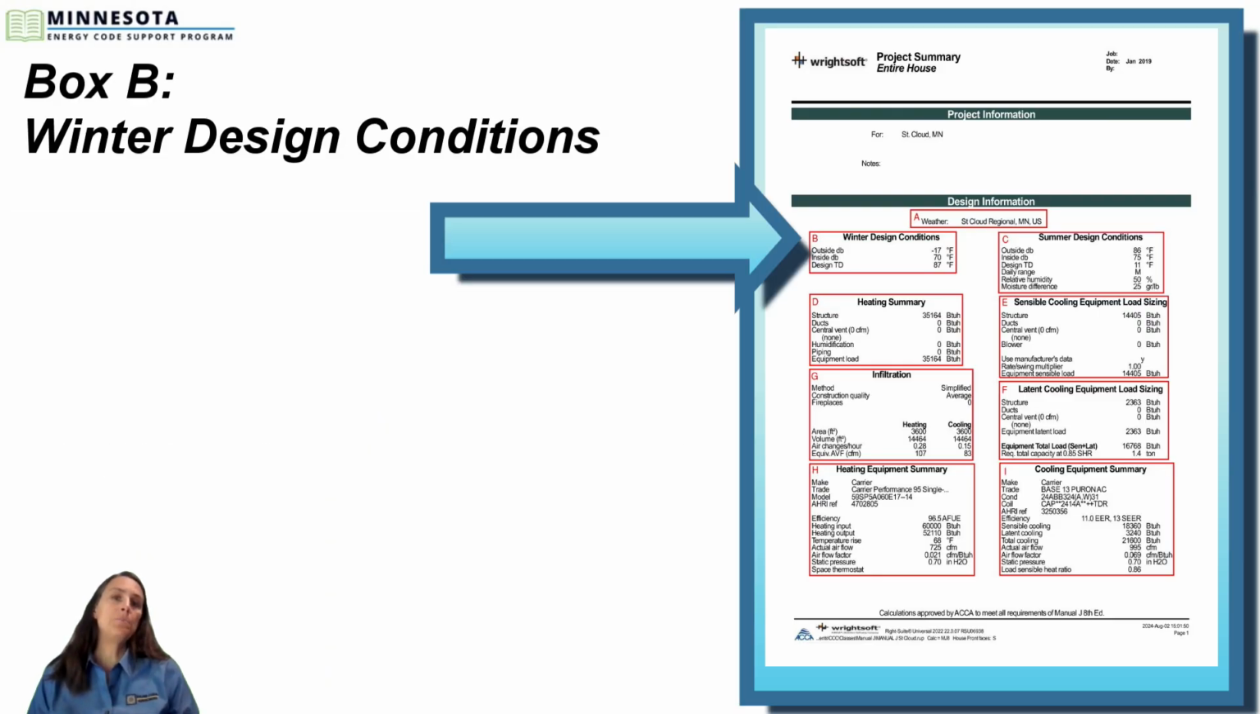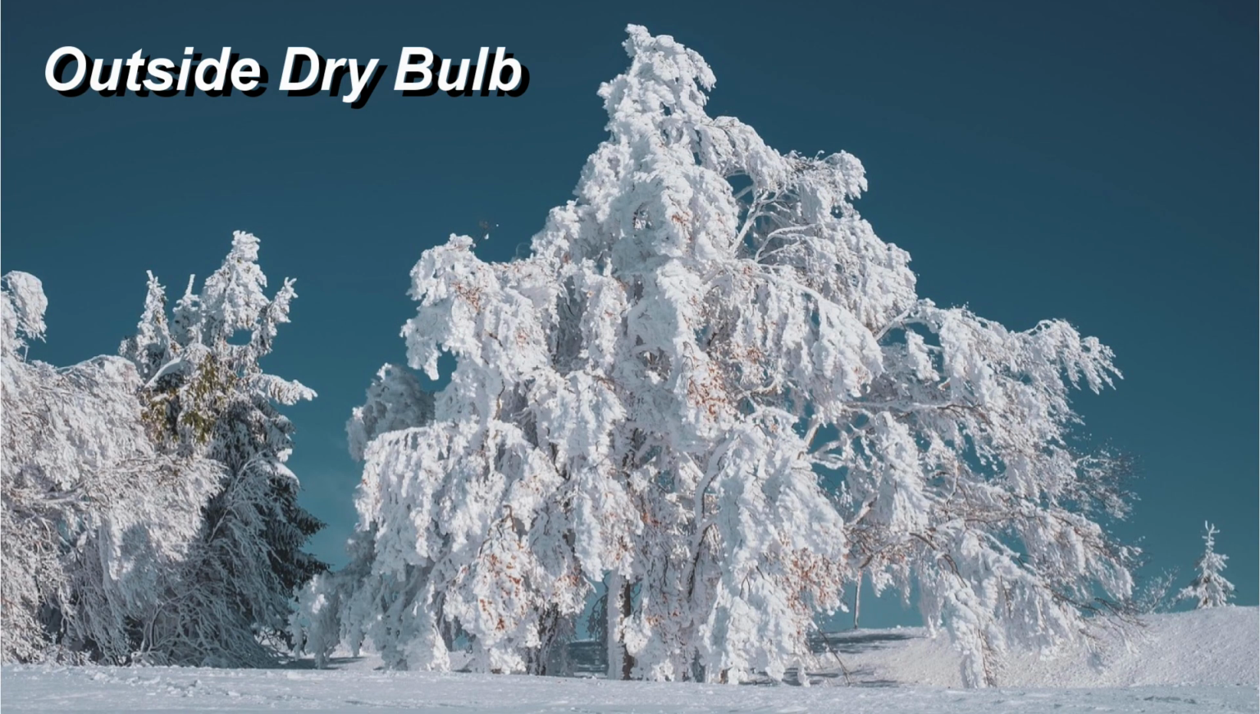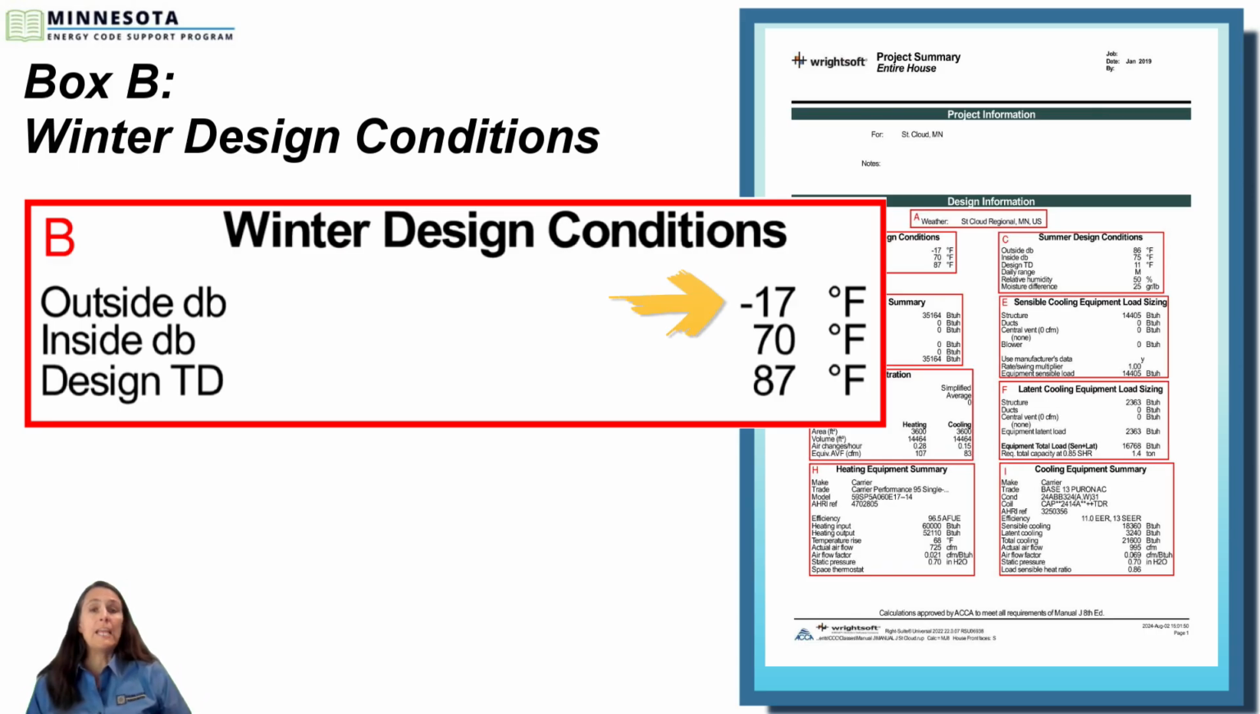Box B. Now, box B is the winter design conditions, and you'll notice there are 3 rows: outside dry bulb, inside dry bulb, and design temperature differential. So that we can all be on the same page, dry bulb is the temperature of the air that is measured by a thermometer that's exposed to the air, but protected from moisture and radiation. So the first row is the outside dry bulb temperature that the software must use for the winter outside temperature. This information can be found in Table 1A of ACCA Manual J, or from the weather station for the area, or the jurisdiction may have adopted their own outside dry bulb temperatures.